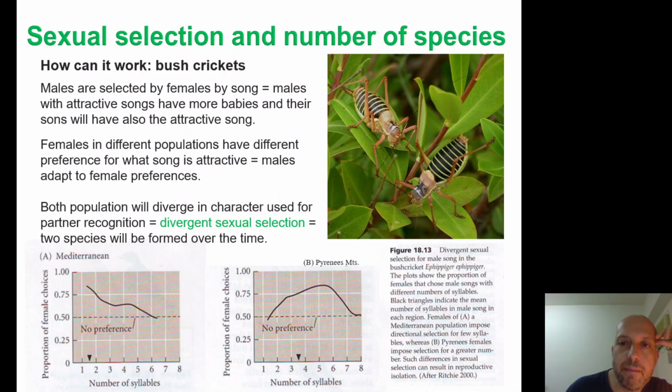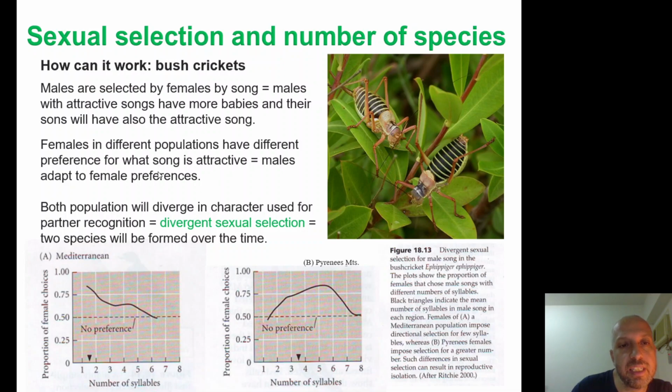I can show you an example of how it may work, using these bush crickets. These are huge bush crickets living somewhere in Europe. With bush crickets, the male is singing, chirping, producing some sound, right? It's making a song, and the female selects the male based on the song. So they evaluate who is a good male based on the attractivity of the song.